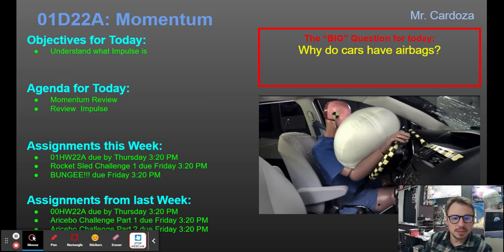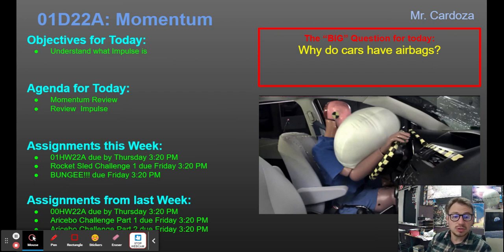So there are some assignments this week. There's that homework due today at 3:20. The rocket sled challenge, that part of the lab, is due Friday, so that'd be tomorrow at 3:20. And the bungee lab is due Friday at 3:20 as well.